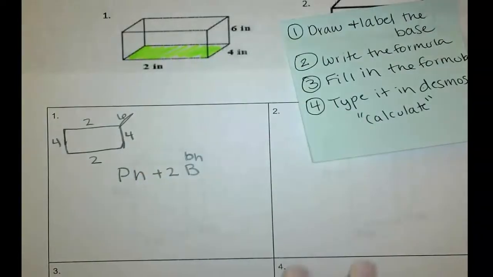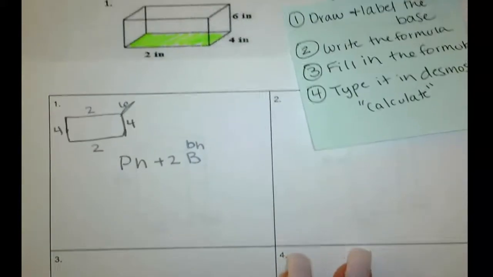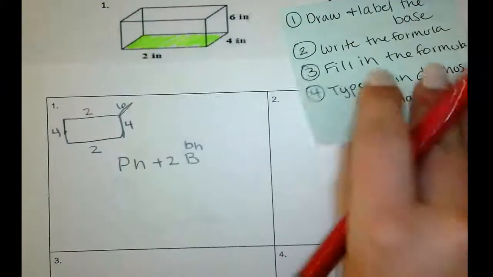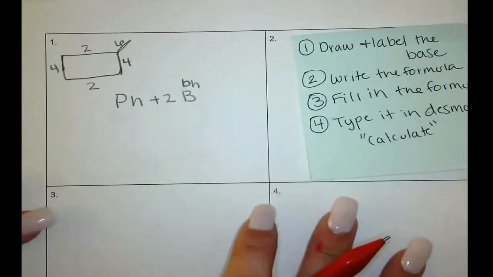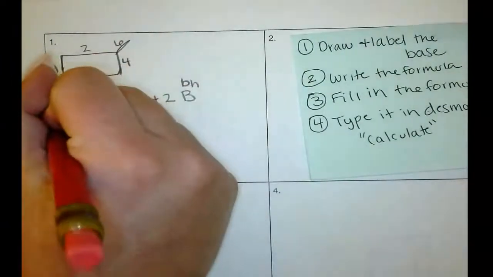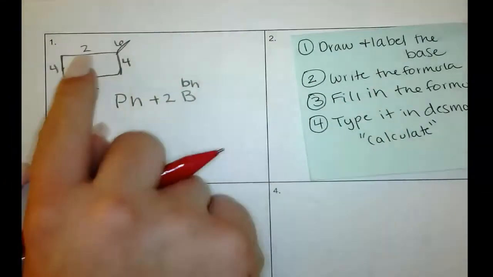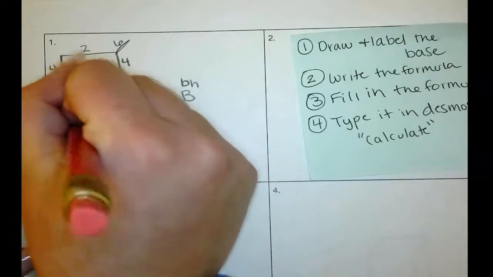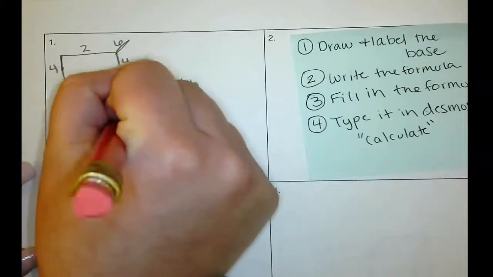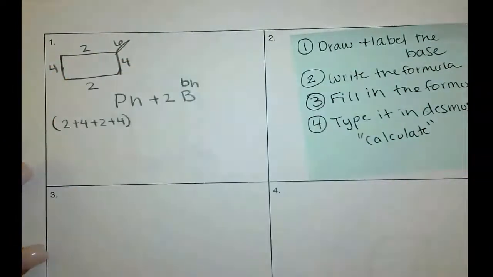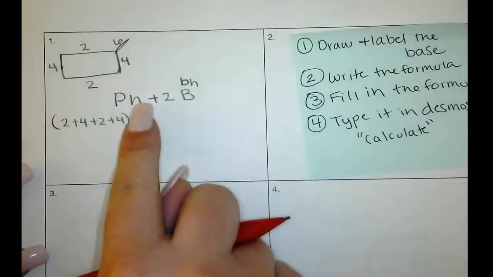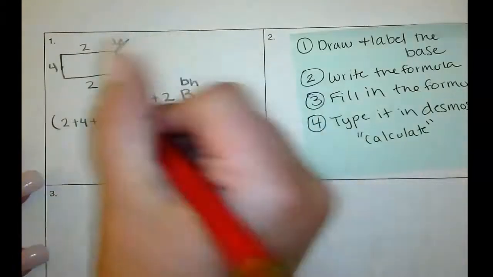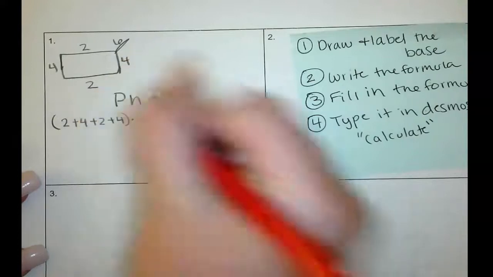Let me show you what this looks like once you have it written out with all the numbers. You really don't need this shape anymore after you've drawn it on your paper. You just need to focus on your work. For perimeter of the base, I'm going to open a parentheses and add up all the sides: 2 plus 4 plus 2 plus 4. That's how you find perimeter, adding up all the sides. For h right here, that's this 6, so you can write times 6.